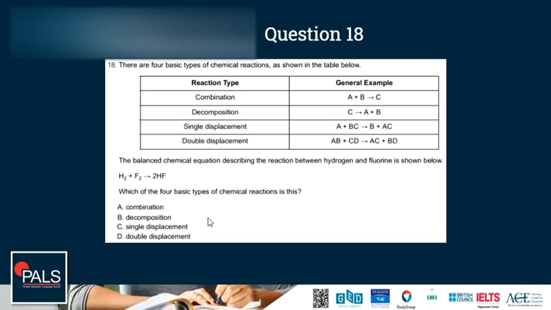We can see here that we start off with 2 substances, H2 and F2. They react with each other and one product forms, HF. Hydrogen plus fluorine gives hydrogen fluoride. That means we have an addition or a combination reaction in this style here. That means our correct answer is a combination reaction.